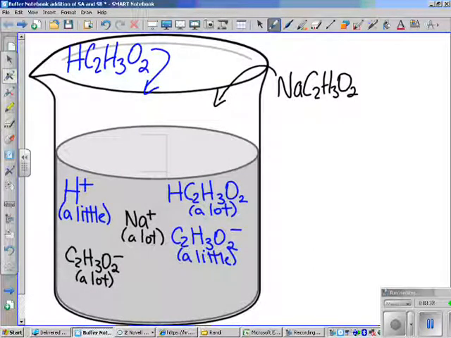Okay? So those are the things that are floating around the beaker. We're not concerned with the reaction happening between these 2 things because they both have acetate ion. So if they were to switch partners, nothing changes. It's still the exact same substances that we had before.